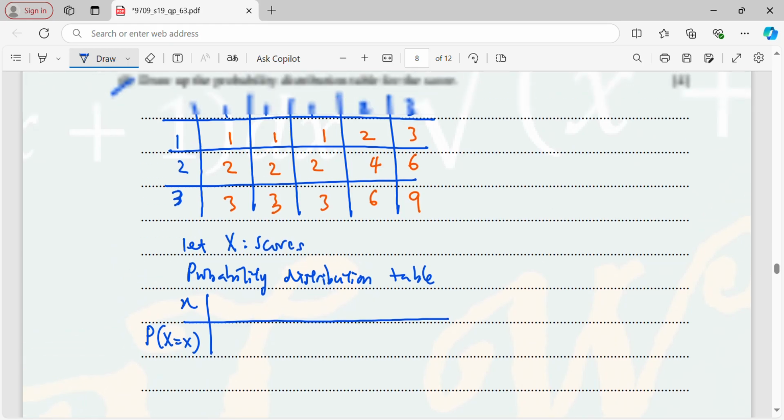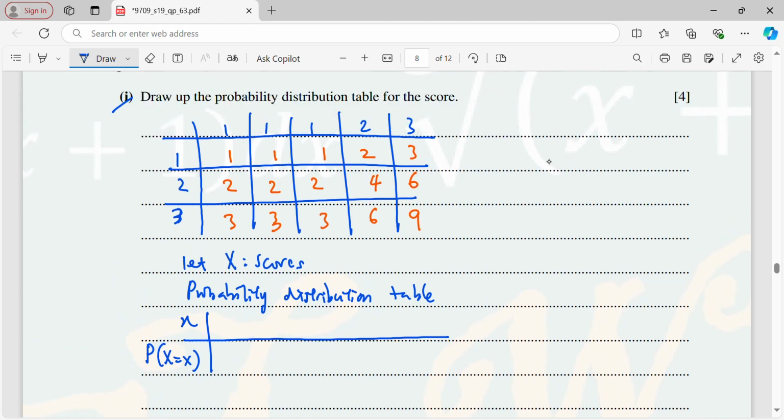Alright, so based on the table, the orange color smallest is 1, then followed by 2, 3, 6, 9, 4, 6, 9. So when it is 1, the probability just count how many times you see 1. There will be 3 times out of here 5, here 3. Total 15. So 3 over 15.